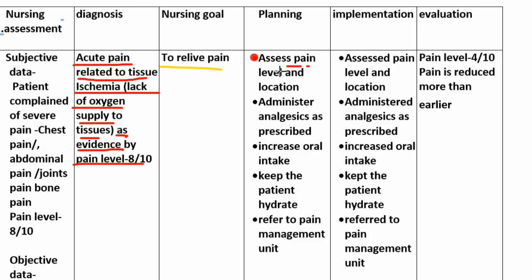Planning. Assess the pain level and location. Administer analgesics as prescribed. Increase oral intake. Keep the patient hydrated. Refer to pain management unit. Implementation. Assessed the pain level and location. Administered analgesics as prescribed. Increased oral intake. Kept the patient hydrated. Referred to pain management unit. Evaluation. Pain is reduced more than earlier.